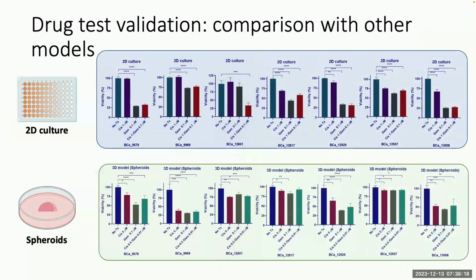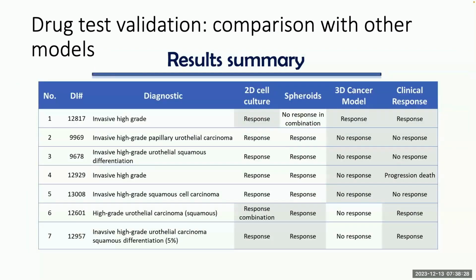Cesar compared the spheroid model with the 2D culture model, which is the conventional way of looking at drugs and doing these tests. With the same 7 patients that we had, what he ended up seeing is that our model still had more reliability than the spheroids and the 2D model.